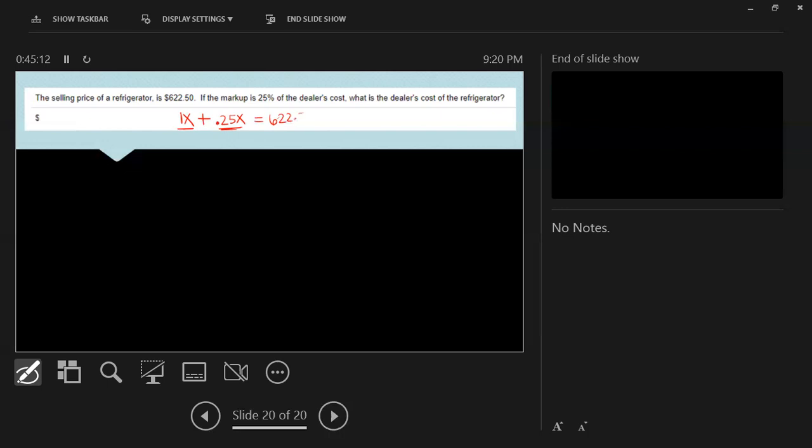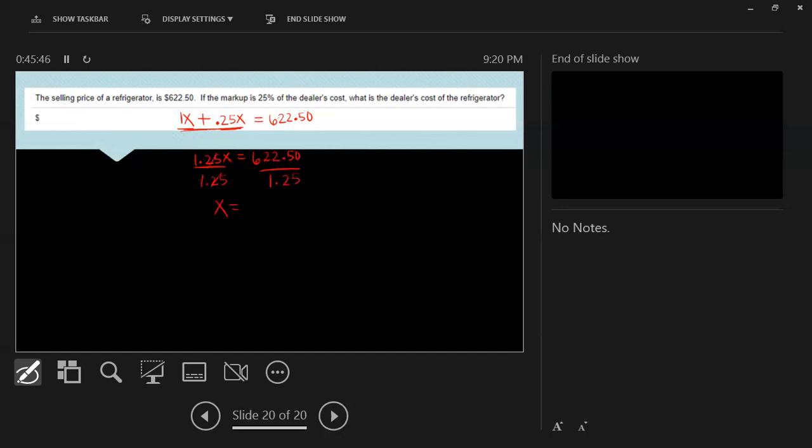All right. Now, let's solve. I have 1x and 0.25x. Those are like terms because they each have x. I can combine them together, so that gives you 1.25x is equal to $622.50. All right, so the 1.25x implies multiplication. To undo multiplication, I'm going to divide each side by 1.25. All right, that cancels out.